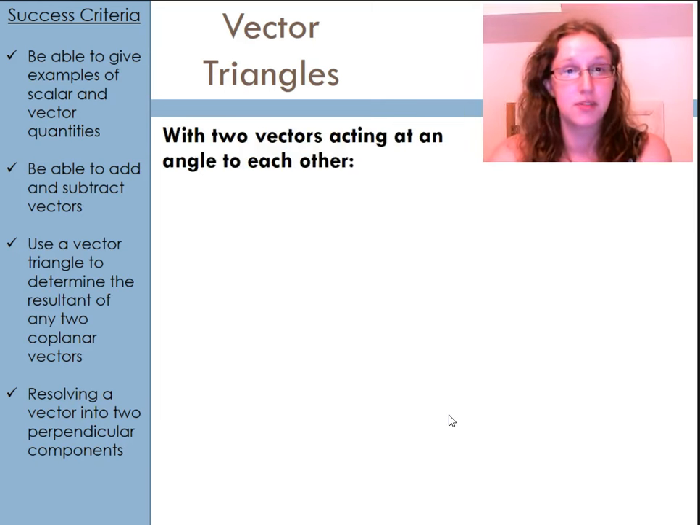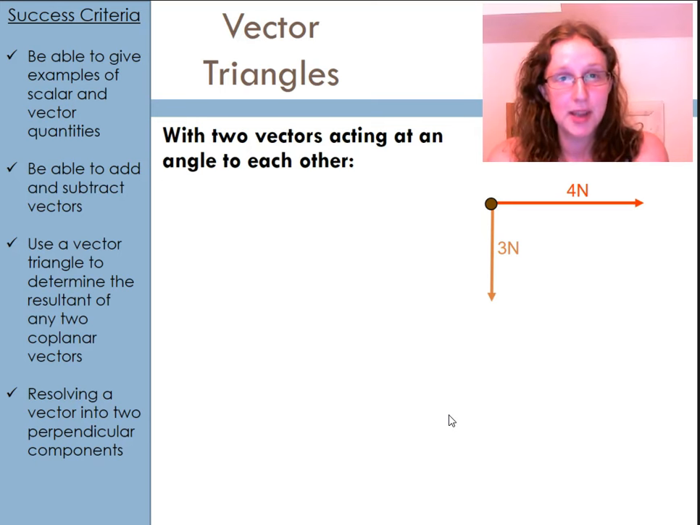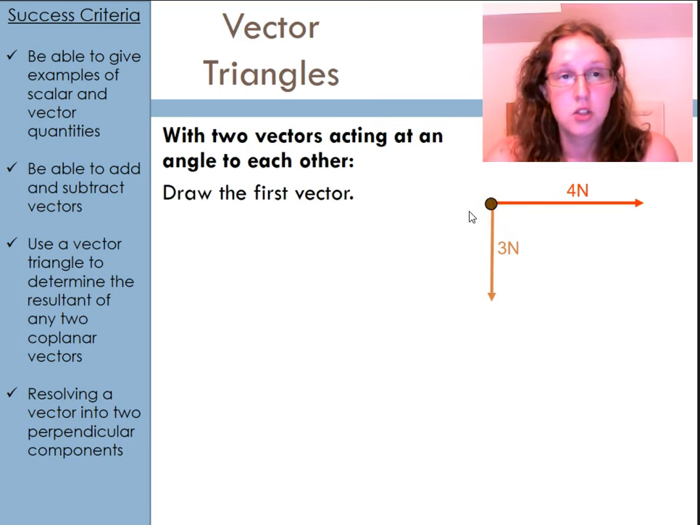So let's put our two vectors at an angle to each other. I've picked 4 newtons and 3 newtons and put them at right angles to each other. So here's my right angle, here's my 4 newton, here's my 3 newton, and they're just acting on this object here. So if I want to figure out how these are going to combine, there's a little method I follow.